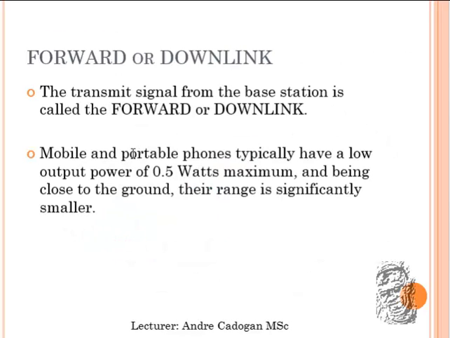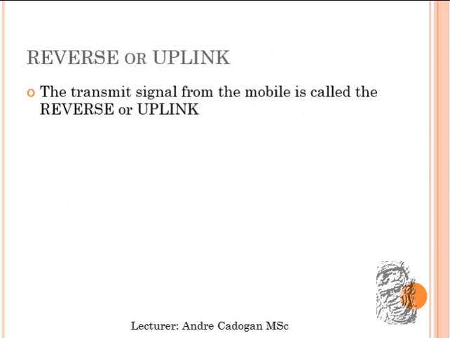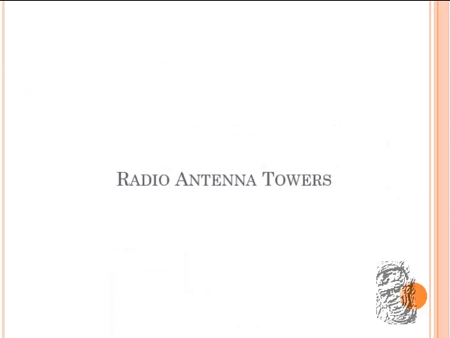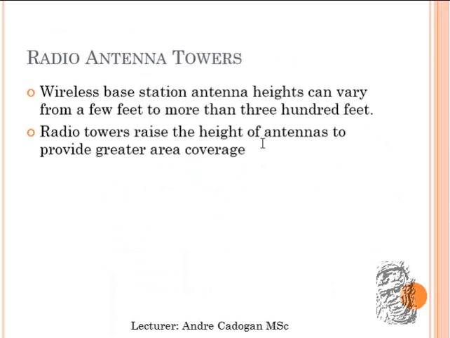And we talk about the concept of forward and downlink in terms of output power, 0.5 watts minimum, or maximum, I should say. When it comes to a mobile phone, it would not generate more than that. Hence the reason for your cellular technology to minimize its battery power. And the reverse uplink, we talk about signals on the mobile phone that transmit back up to your base station. Right? So radio antenna towers, wireless base station antenna heights can vary from a few feet to hundreds of feet.